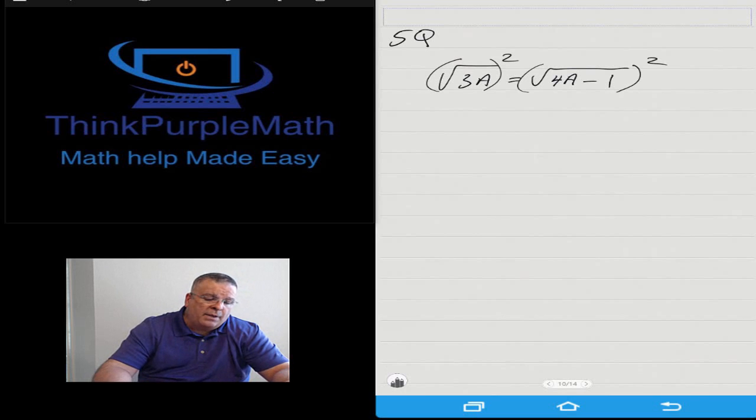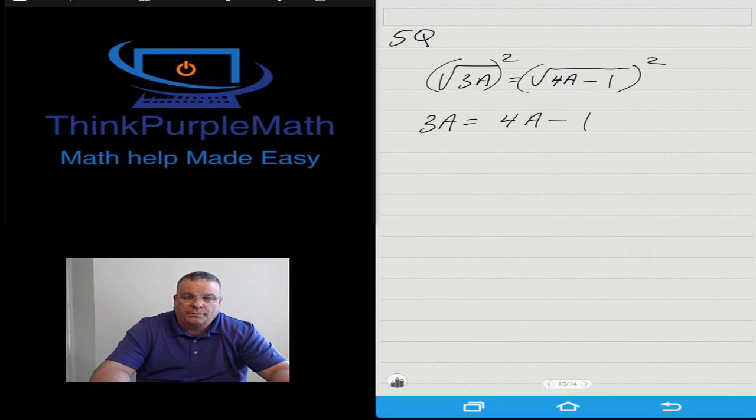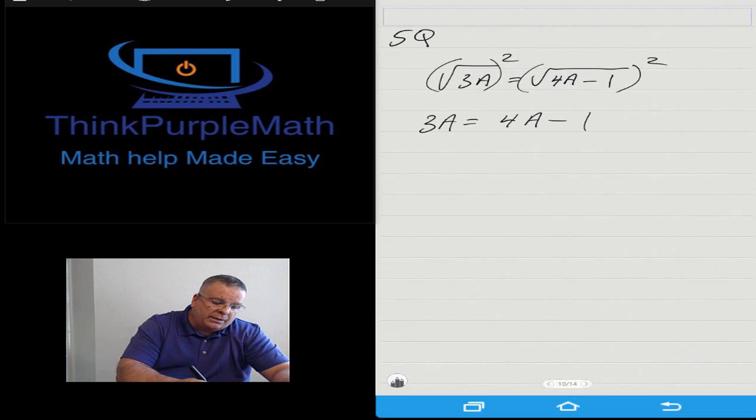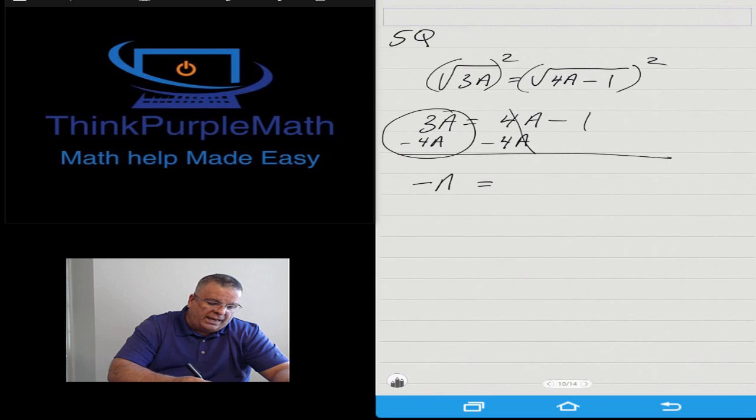If you square both, anything you square comes out. So 3a is equal to 4a minus 1. Now we have a two-step equation, but we're going to have to work with some negatives here for a moment, just temporarily. Subtract 4a on both sides. 3a minus 4a, or 3a plus negative 4a if you prefer, is 1 negative a. And that's going to equal negative 1.